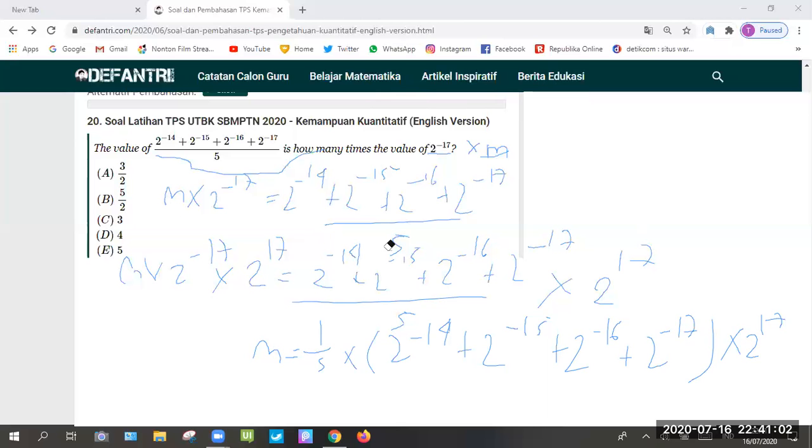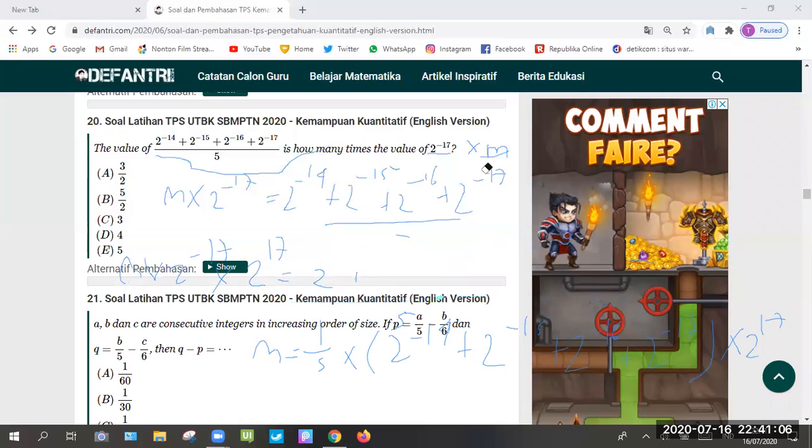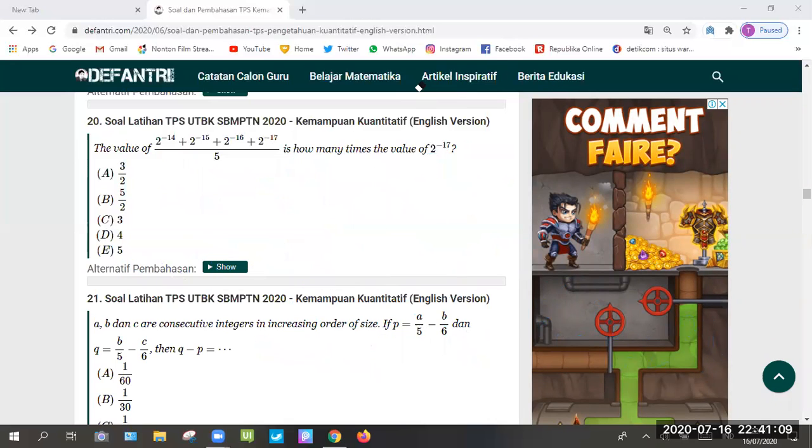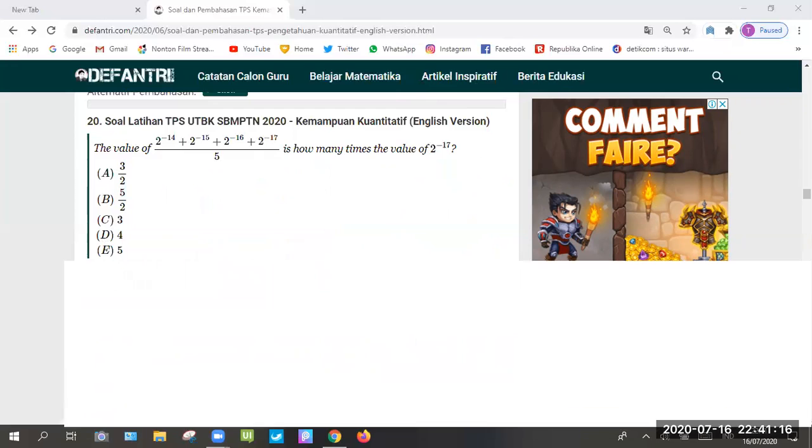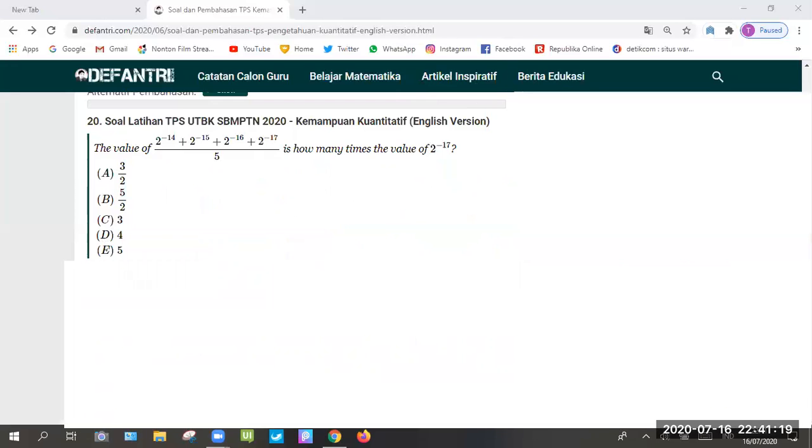And I'm just going to erase it first to clean this screen, and I'm just going to write down the last completions. So it is m is 1 per 5, 14, 2 minus rank 15, plus 2 minus rank 16, plus 2 minus rank 17, multiplied by 2 rank 17.